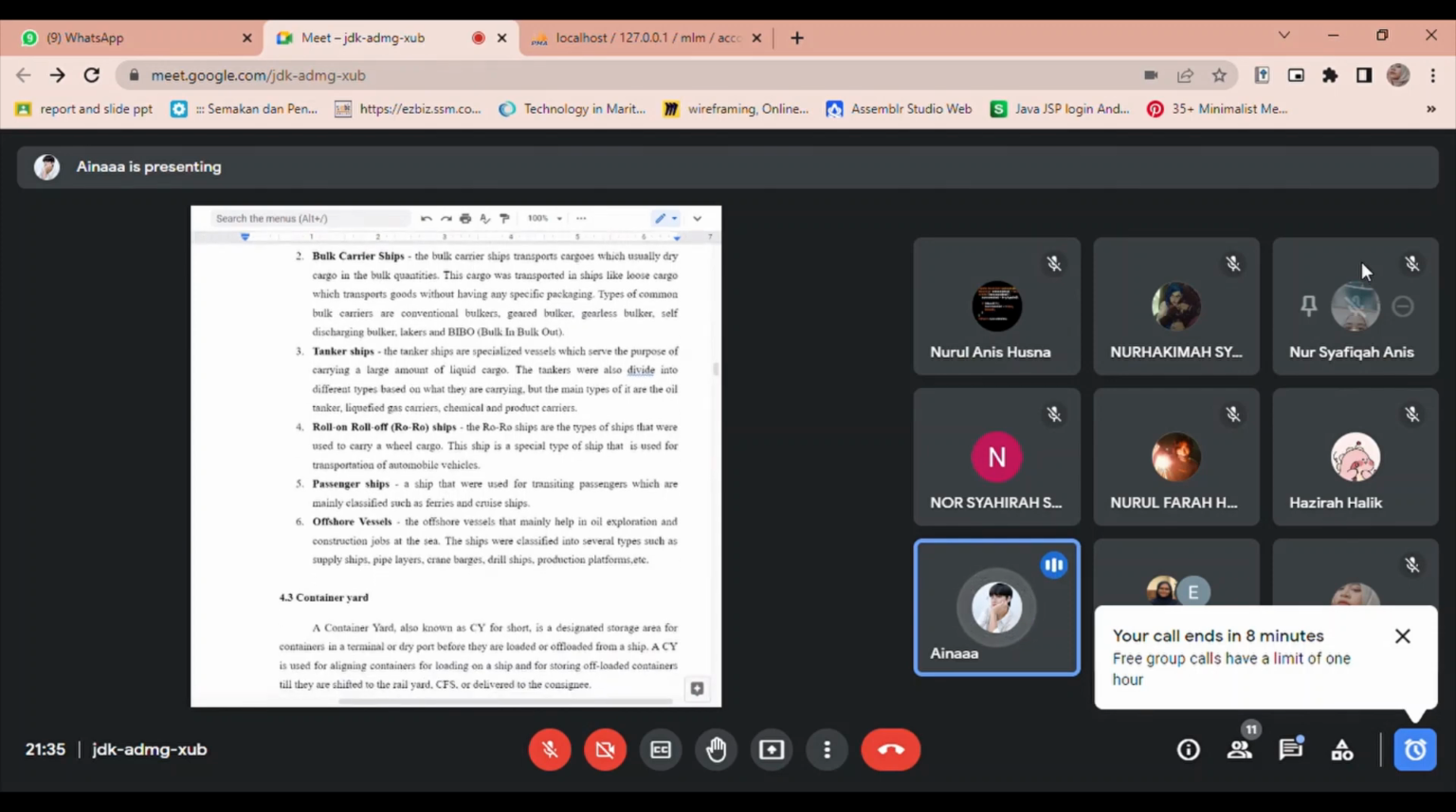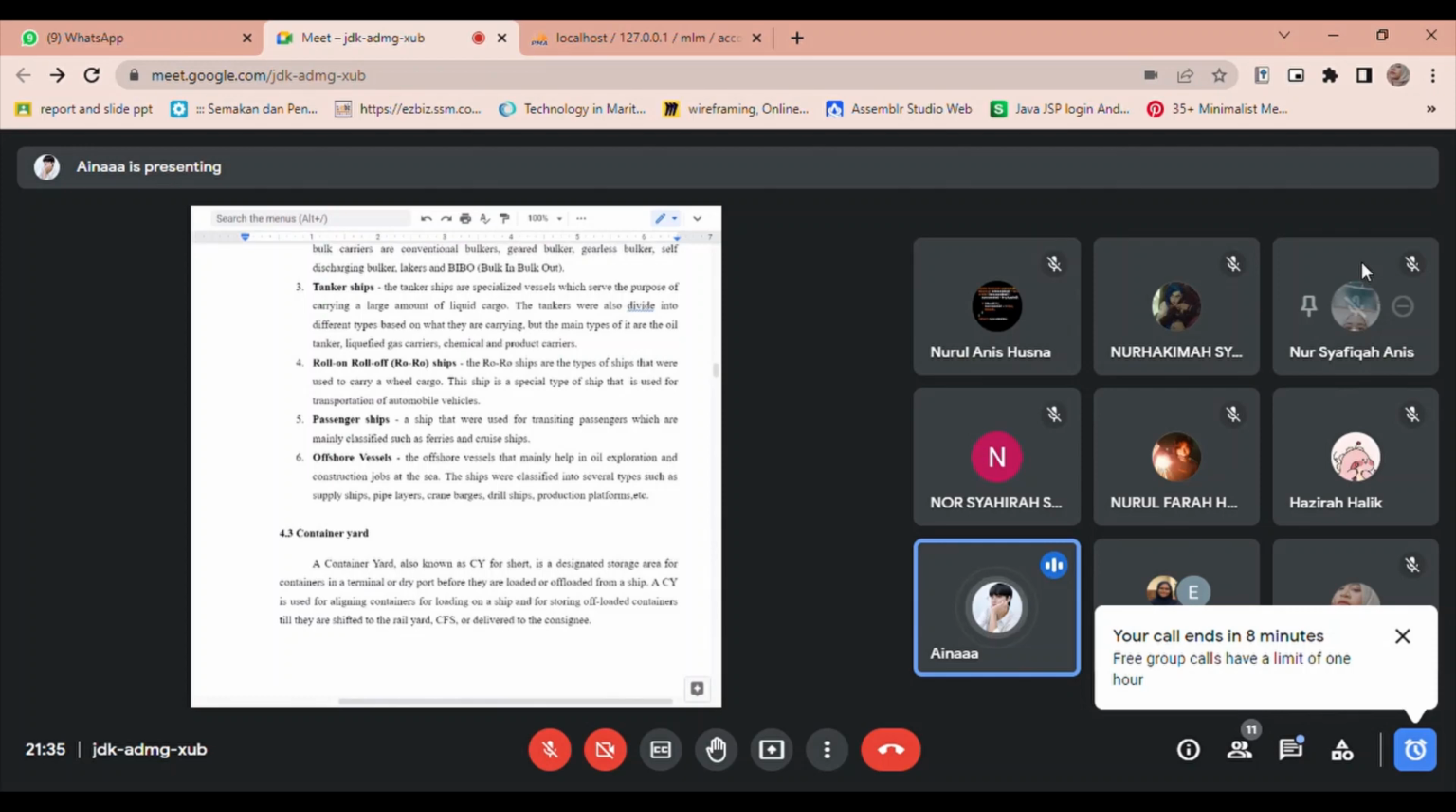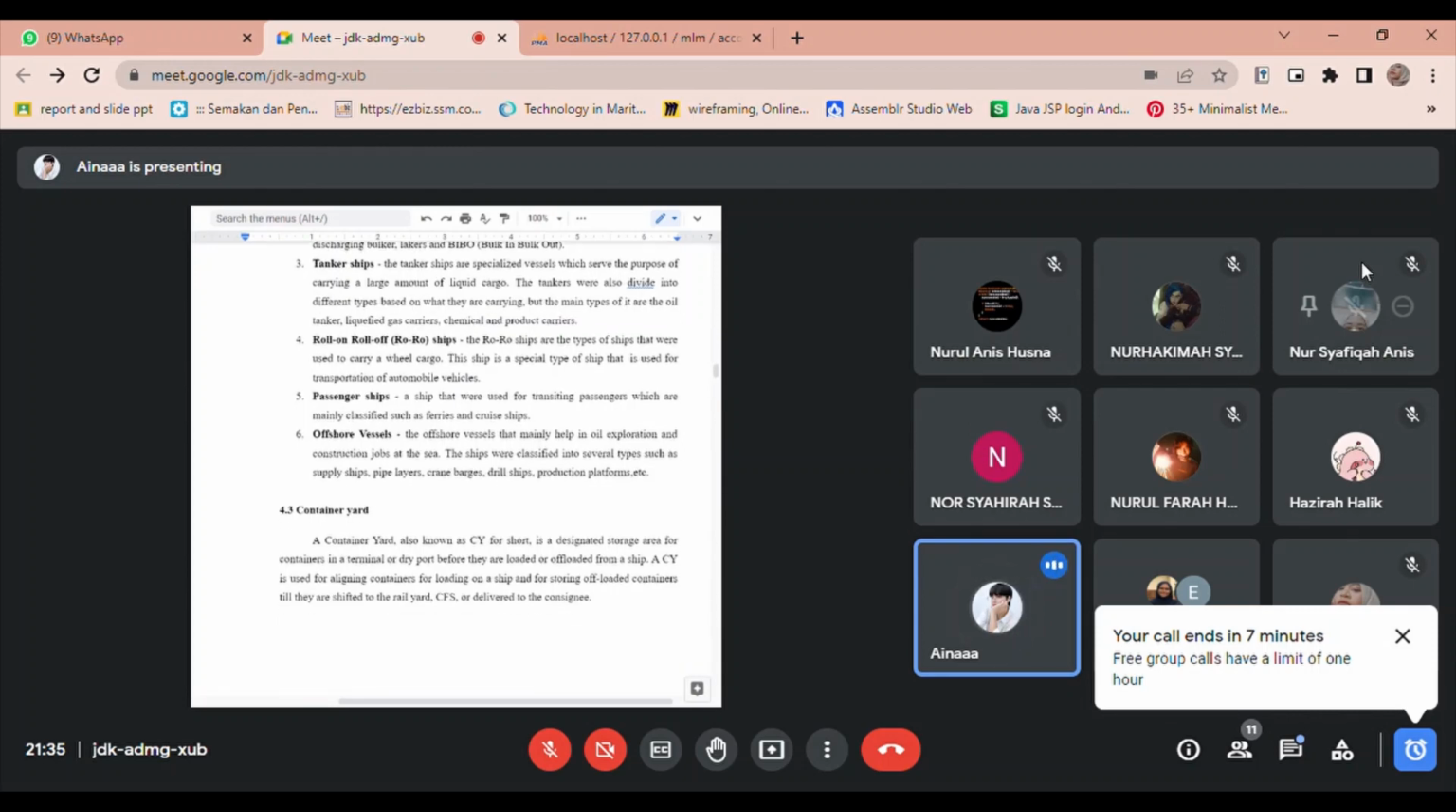The fourth is roll-on roll-off, the ro-ro ships, which are used to carry wheeled cargo. The fifth is passenger ships, which are used for transporting passengers, and are mainly classified as ferries and cruise ships. And the last one is offshore vessels, which mainly help in oil exploration and construction jobs at sea.